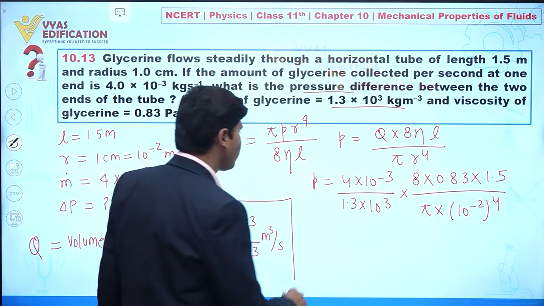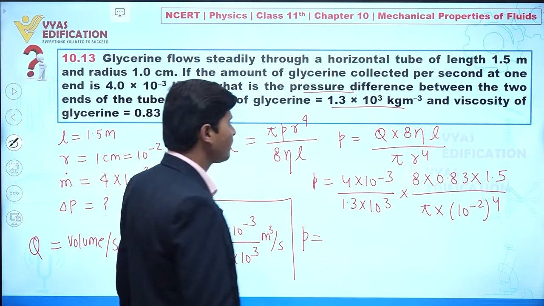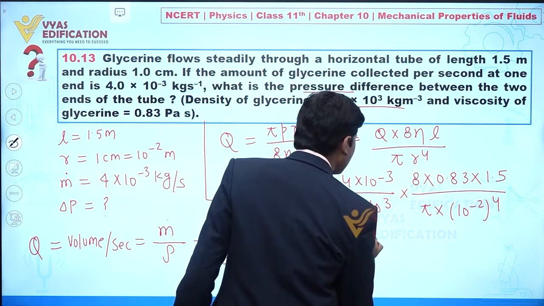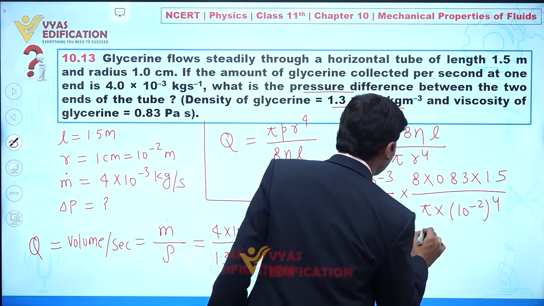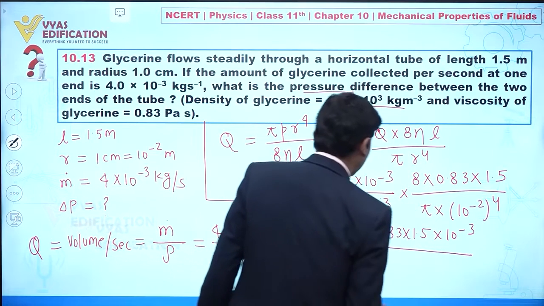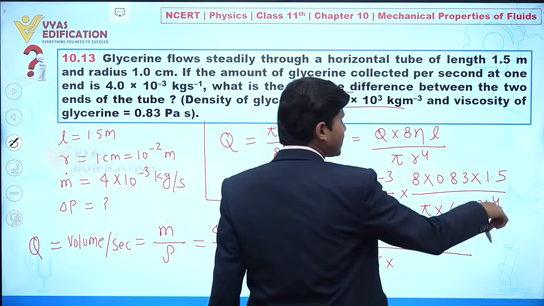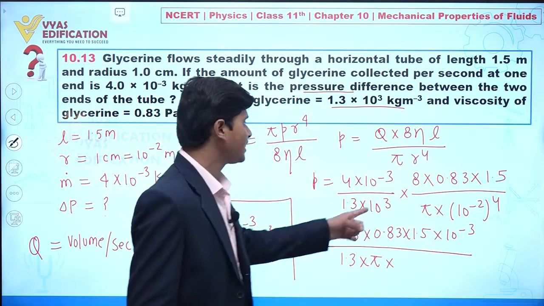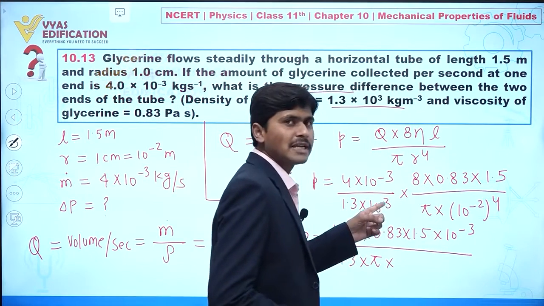Clear? Now we just have to simplify and we can calculate the pressure difference. So the pressure difference is given by 4 into 8 into 0.13 into 1.5 into 10 to the power minus 3, divided by 1.3 into pi into 10 to the power minus 8, and this is 10 to the power minus 5. Clear?